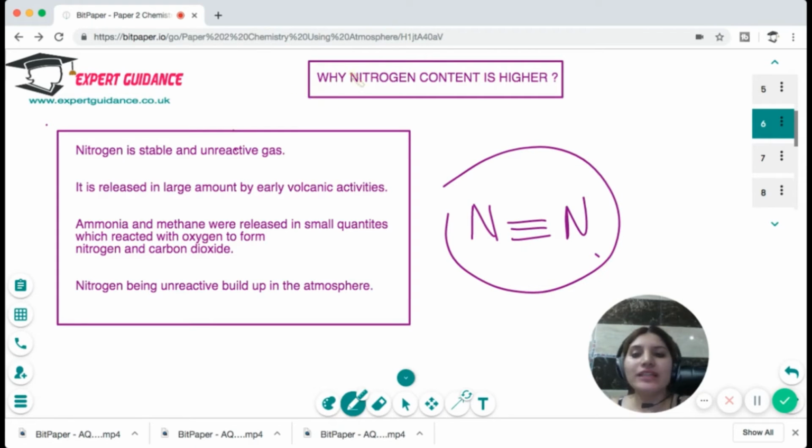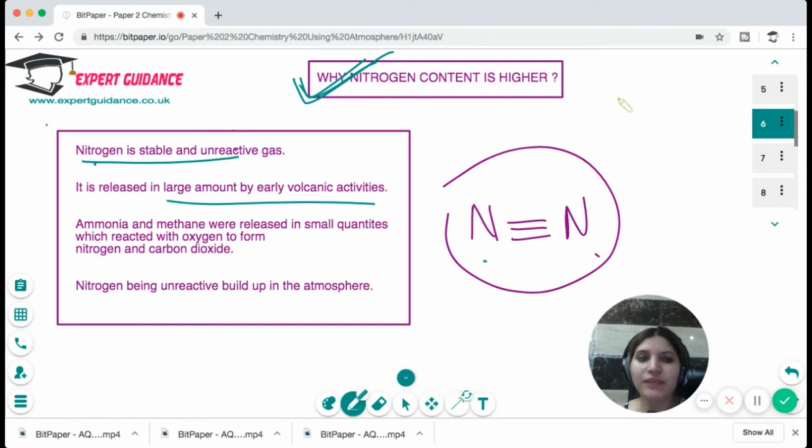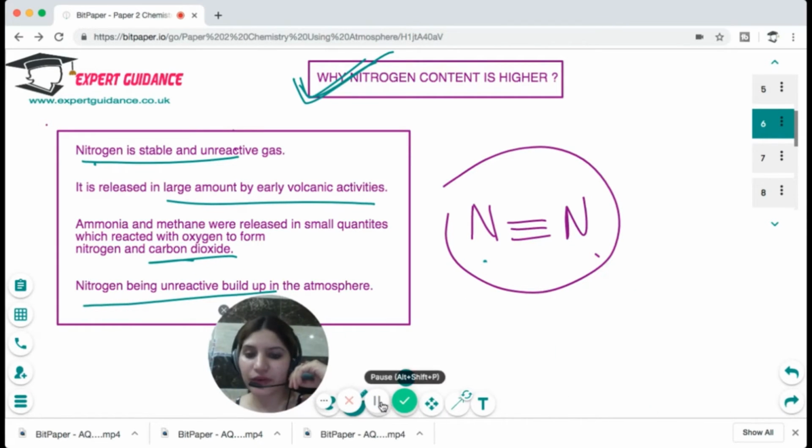Now, why is the nitrogen content higher? The nitrogen content is higher because nitrogen is a very stable and unreactive gas. It was released in large amounts by early volcanic activities. Ammonia and methane, which were released in small quantities, reacted with oxygen to form nitrogen and carbon dioxide, and this nitrogen, being unreactive, built up in the atmosphere.